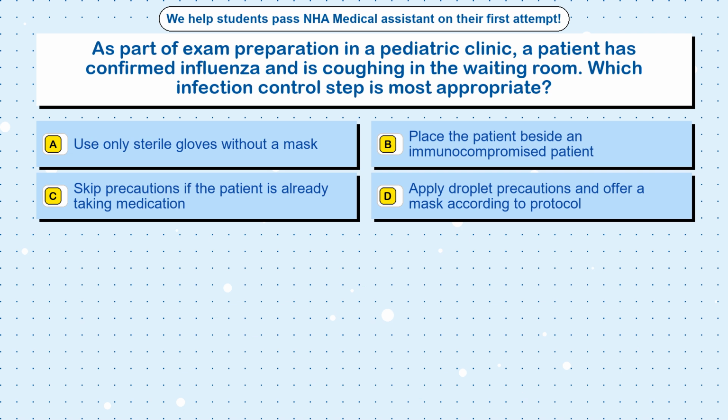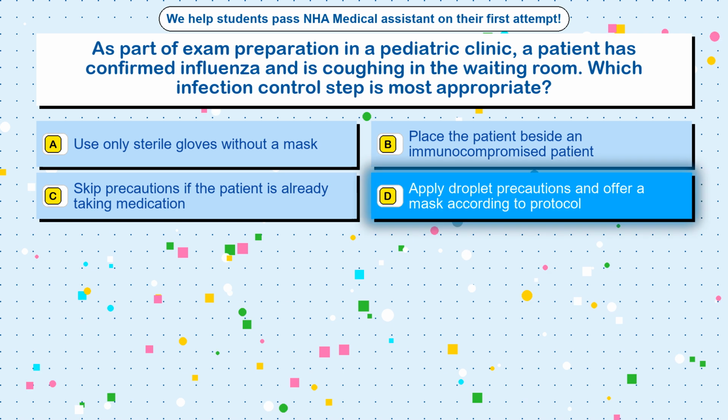Question 87. As part of exam preparation in a pediatric clinic, a patient has confirmed influenza and is coughing in the waiting room. Which infection control step is most appropriate? Option A. Use only sterile gloves without a mask. Option B. Place the patient beside an immunocompromised patient. Option C. Skip precautions if the patient is already taking medication. Option D. Apply droplet precautions and offer a mask according to protocol.